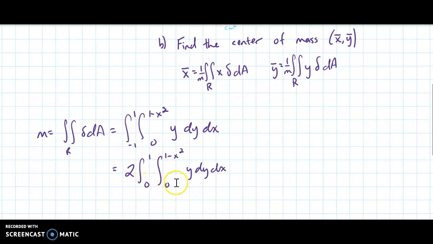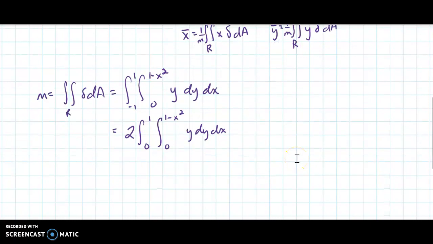Anytime I have zeros in my integration, it's going to be easier. Well, most times. All right, so let's do this integral.